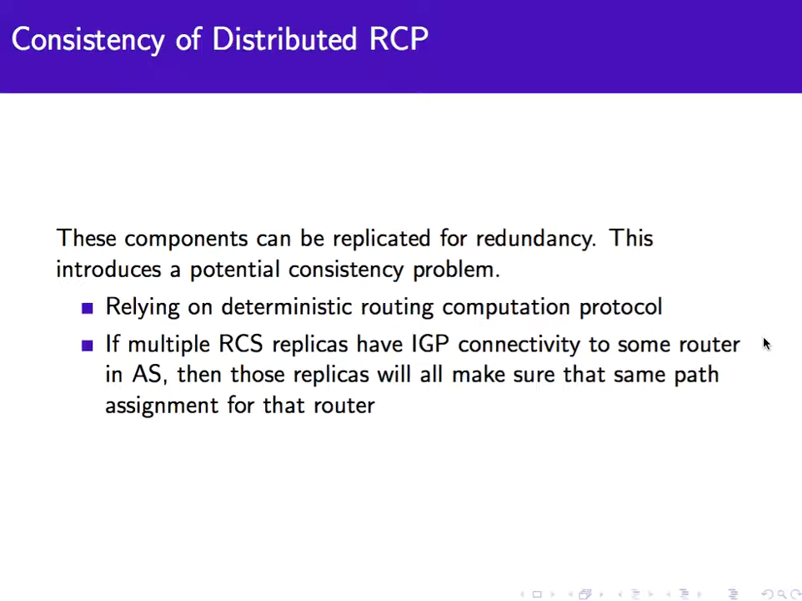As mentioned previously, the RCP has three components: the IGP viewer, the BGP engine, and the RCS. If it has more than one RCS, then there is potential for a consistency problem, and they present a scheme for reducing inconsistencies, relying on a deterministic routing computation protocol. If multiple RCS replicas have IGP connectivity to some router in a system, then it's up to those replicas to make sure they come to the same path assignment for that router. I'll point this out later.